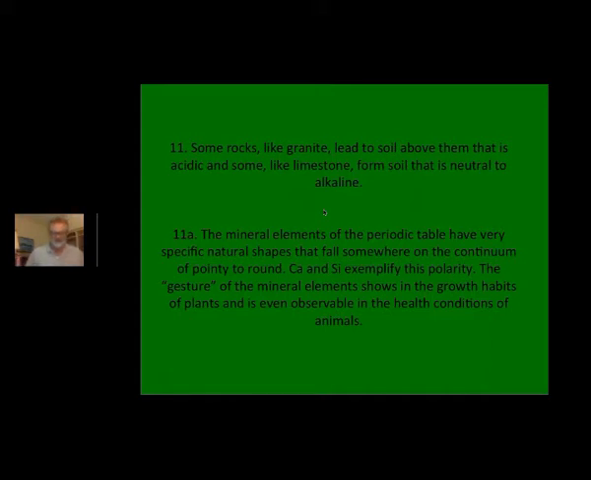There are displays that will have a little card with a sample of each particular mineral element in its most basic form. They all have specific natural shapes, and they typically fall between this polarity from sharp and pointy to round. Silica exemplifies this sharp, pointy shape, and calcium has this rounded form. What's interesting about those basic gestures, this pointy silica and this rounded calcium, is that when that mineral is in a plant or an animal, you can kind of see it in many cases.